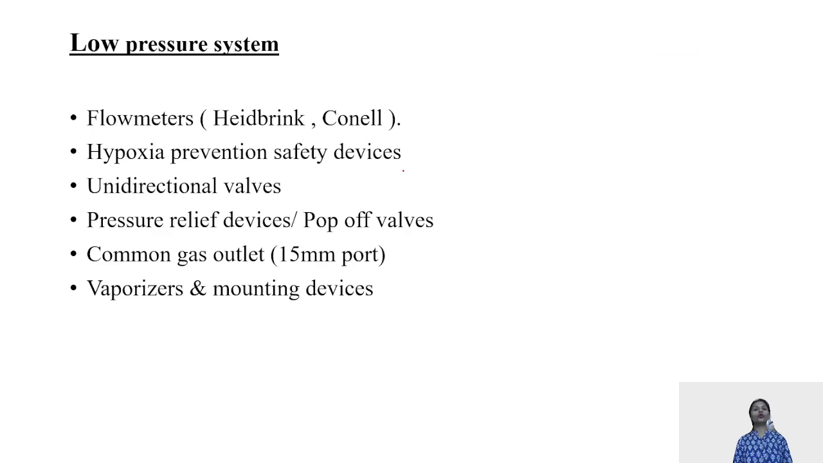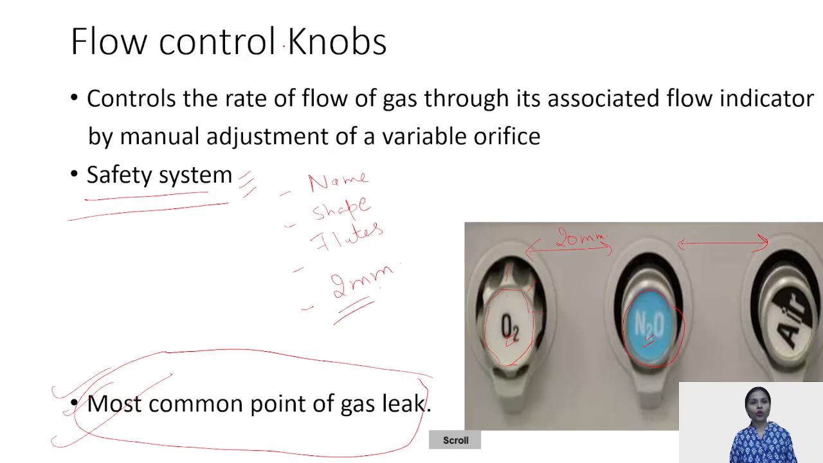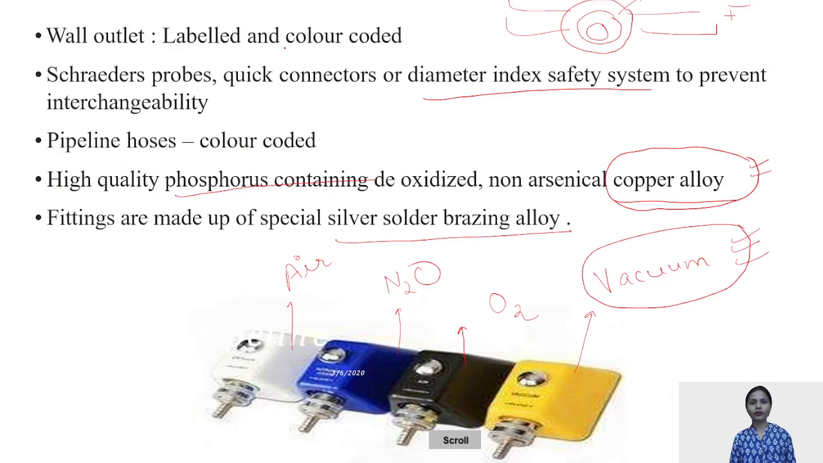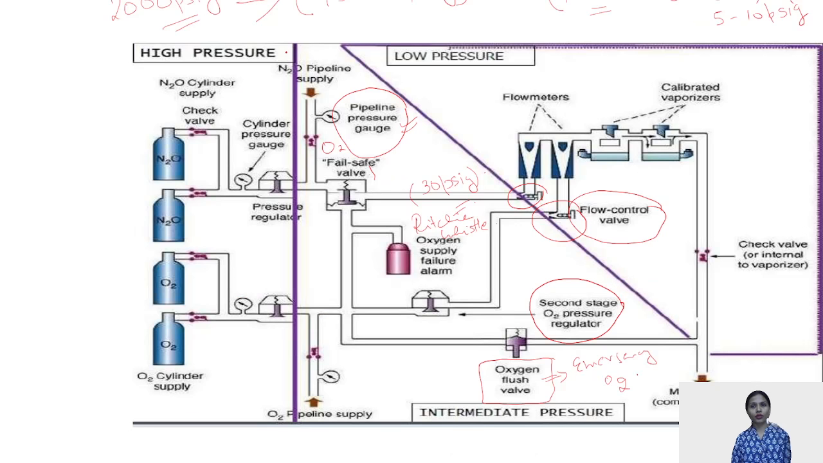Now coming over to your low pressure system, we have to go back to the very first slide we were talking about. The low pressure system starts from your flow meters. And then to your back bar. This is the back bar on which your vaporizers are mounted. This is the place where your vaporizers are mounted. This is the back bar, also known as the Selectatec bar. And after that, we have a unidirectional check valve. And finally, we have a common gas outlet.